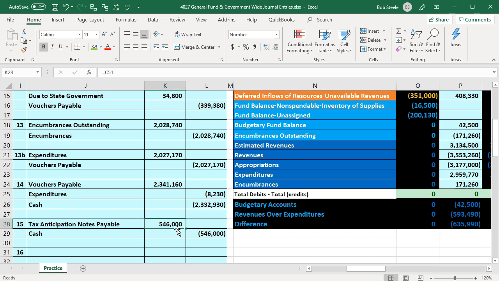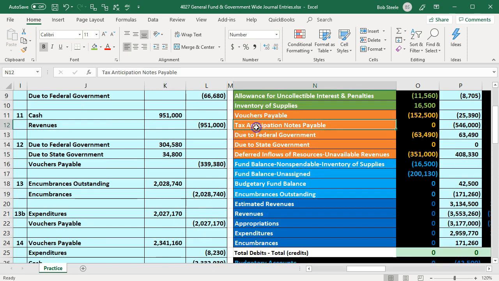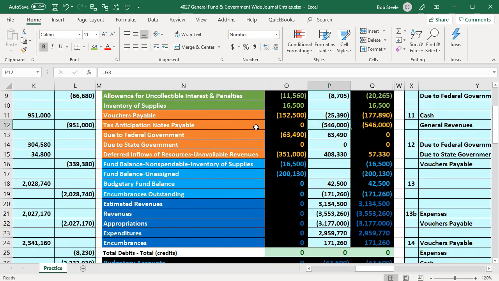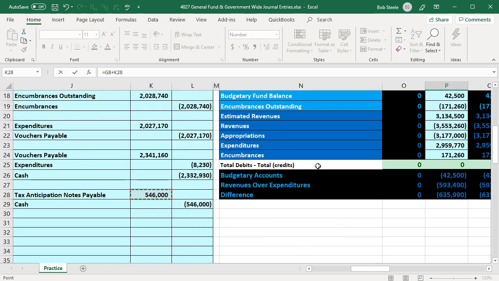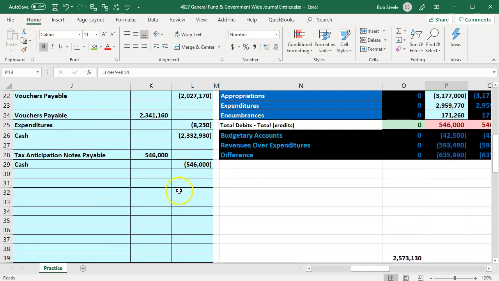So let's go ahead and post this out. We have the tax anticipation note. We're going to scroll up top. Here it is. We are in cell P12. Double clicking on P12, going to the end of it, saying plus, then putting the cursor back down, scrolling back down, and picking up that amount, and enter. And then we want the cash.